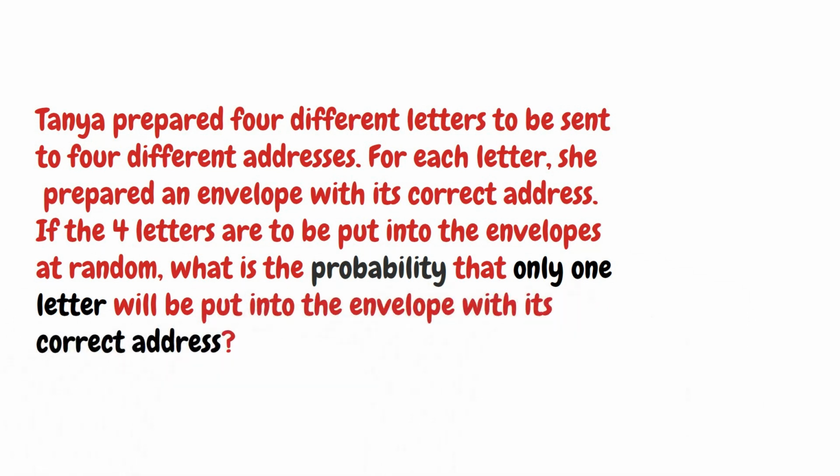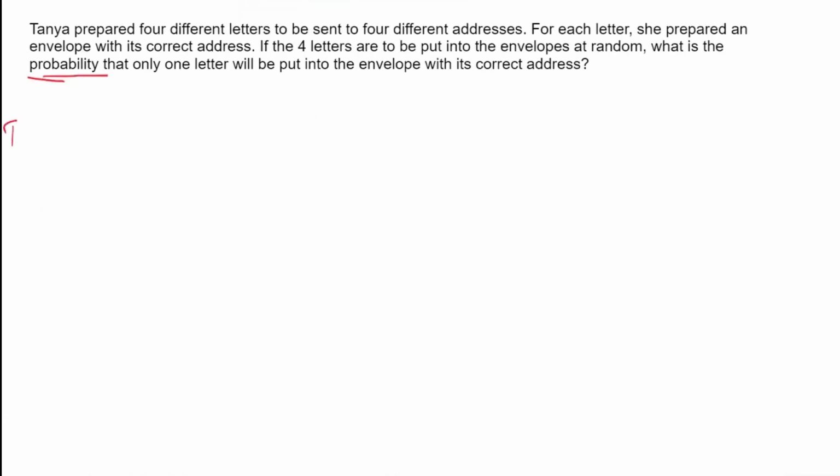What's the keyword here? The first keyword that I can see is probability. We know that the formula for probability is favorable event, which I'm writing as FE, divided by the total event, which I'm indicating as TE. Now coming to the favorable event, what is my favorable event? Only 1 letter will be put into the envelope with its correct address.